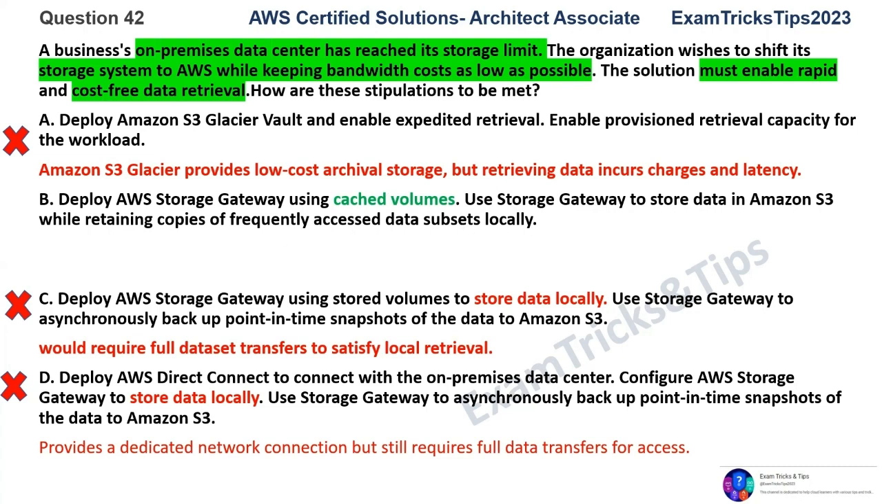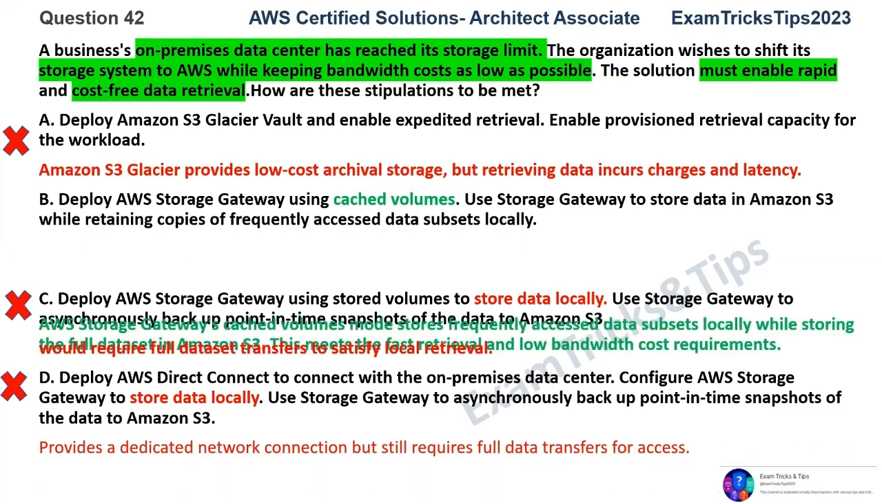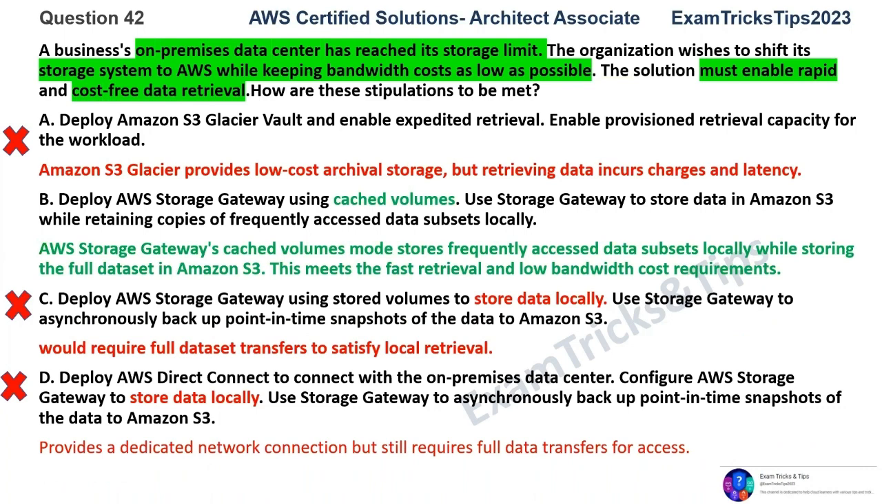We are using Storage Gateway as a solution for storage, and we are using it in cached volume mode. That's going to help with keeping the bandwidth low as well as fast retrieval. And overall cost will also be lower because we are not going to S3 for every retrieval, because of the caching solution. So option B is the correct answer for this particular question.